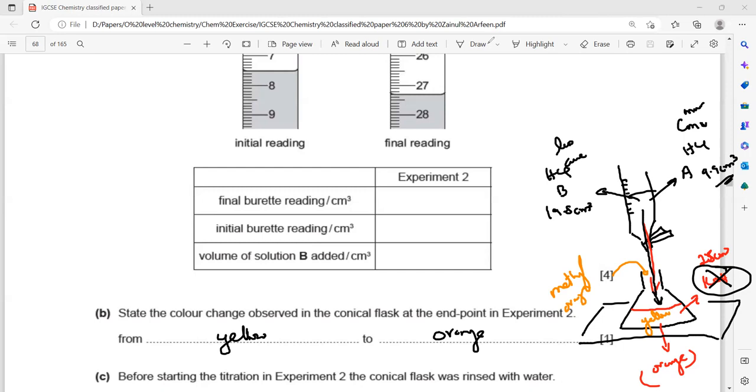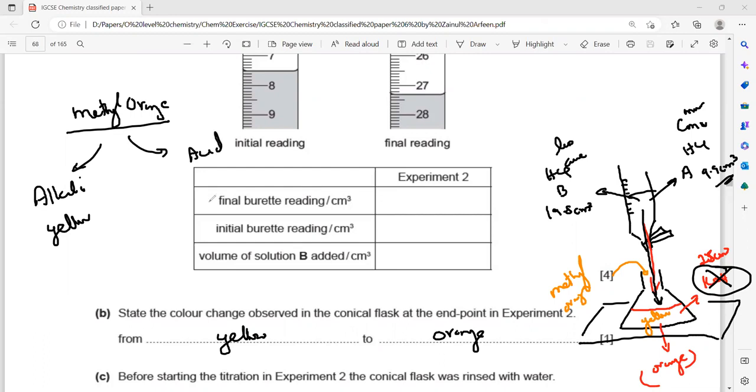Why is it yellow? You have to understand the concept of the color of methyl orange. If you have an alkaline solution, if you have alkali, it is yellow. And if you have acid, it will be orange. Actually it should be red in acid, yes, but usually we consider a negligible quantity, so orange is acceptable.